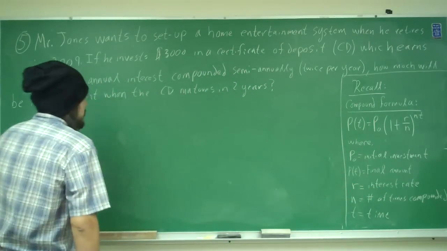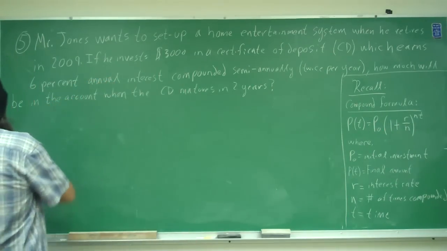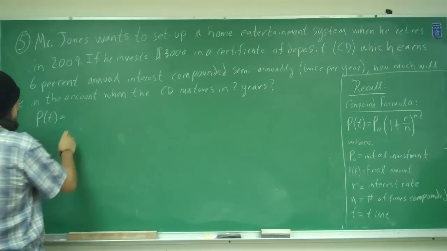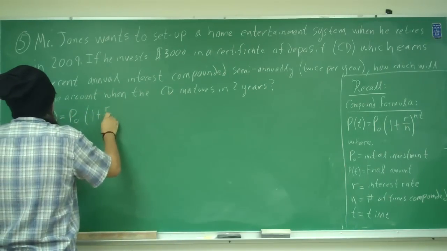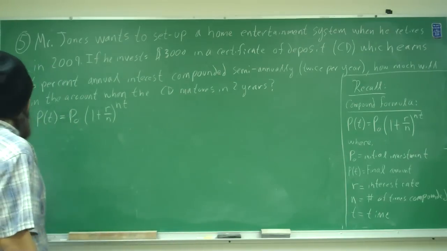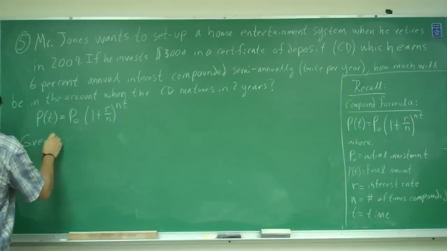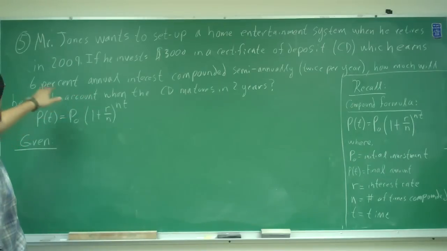Alright, so let's state what we know from this word problem. So we're going to use this formula, P sub T equals P sub naught times (1 plus R divided by N) raised to the NT. Alright, good. So let's write down what's given.